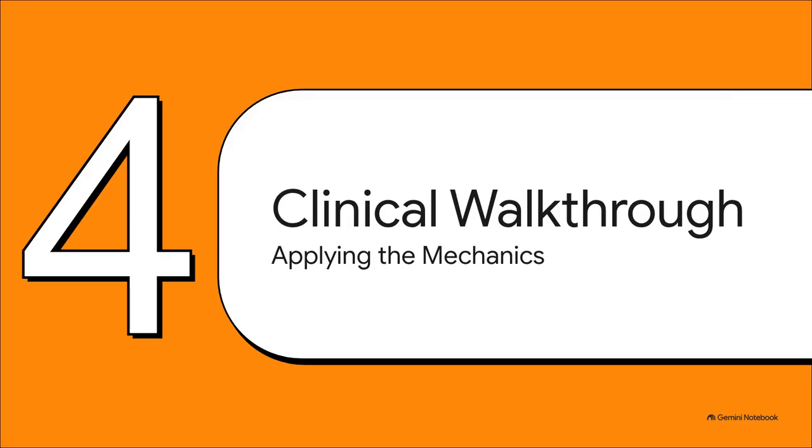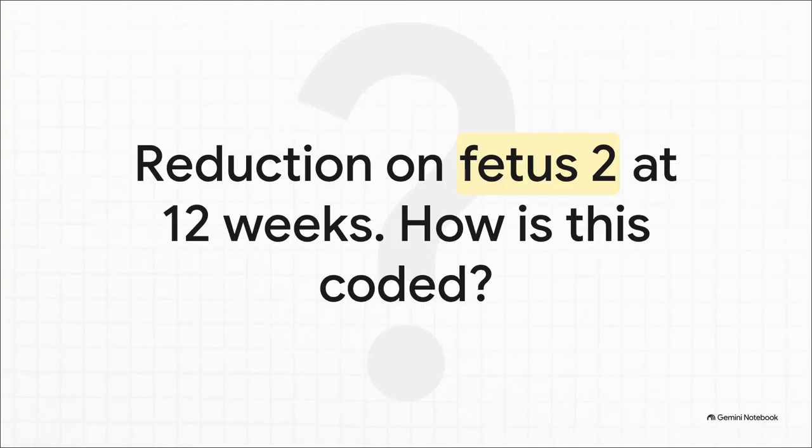All right, let's put all this theory to the test. Section 4, Clinical Case Walkthrough. Let's apply these mechanics. Here is your scenario. A patient with an initial twin pregnancy presents for a procedure at 12 weeks gestation. Due to clinical indications, an elective fetal reduction is performed specifically on fetus 2. Following the procedure, the pregnancy continues safely with fetus 1.